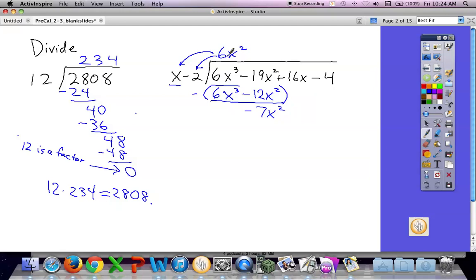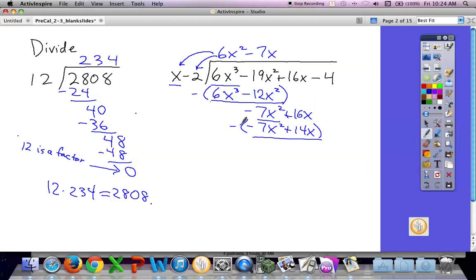Okay, what did we do at that step on this problem? We brought down the 0, so here we bring down the 16x. And now we go through the exact same thought process. This time we're looking at x and we're looking at 7x squared. What would I multiply times x to get negative 7x squared? Negative 7x, right? So what is negative 7x times x? Negative 7x squared. What's negative 7x times negative 2? Plus 14x. Okay, subtract. What's 16x minus 14x?